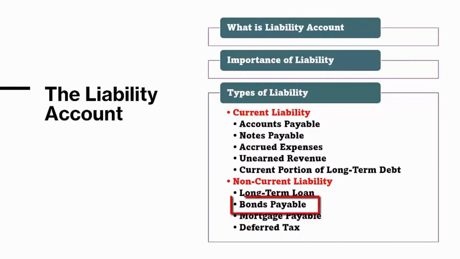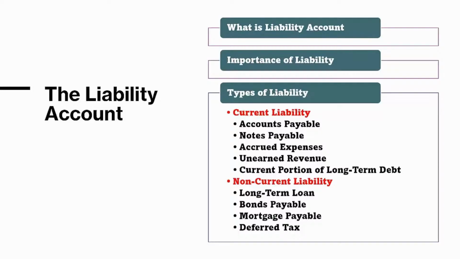Bonds payable. If the business issues bonds to raise money, the bondholders are creditors. The amount owed to bondholders is recorded as a long-term liability. Mortgage payable. A specific type of loan secured by property, like real estate. The mortgage is paid back over several years, making it a non-current liability. Deferred tax liability. Sometimes the business delays paying certain taxes due to timing differences between tax and accounting standards.